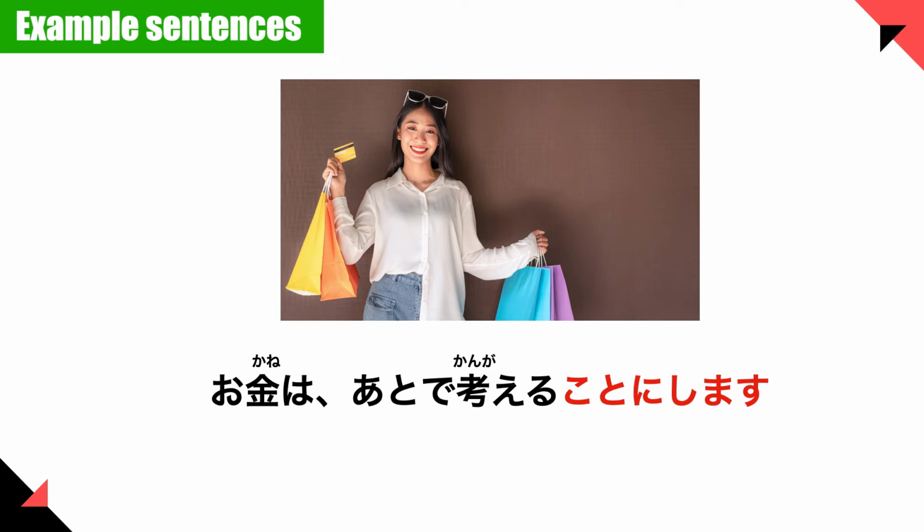Next example sentence. お金は後で考えることにします。 I'll think about money later. So, お金は talking about money, 後で later, 考えることにします, decided to think about it. So, I'll think about money later.